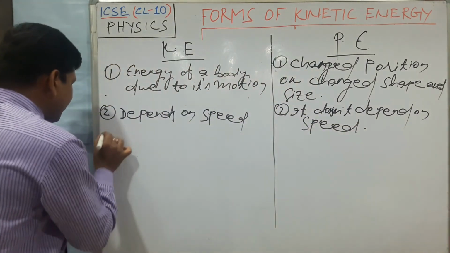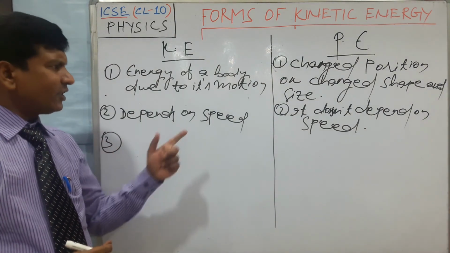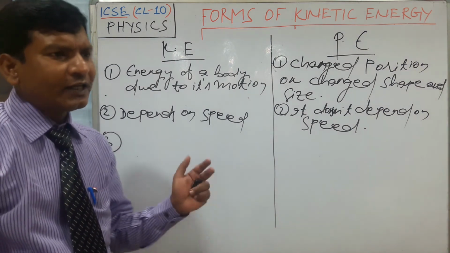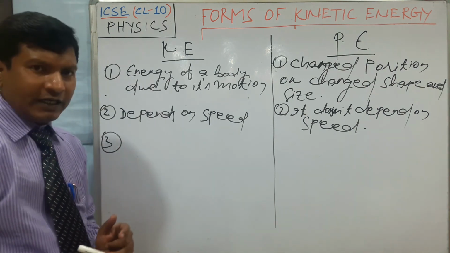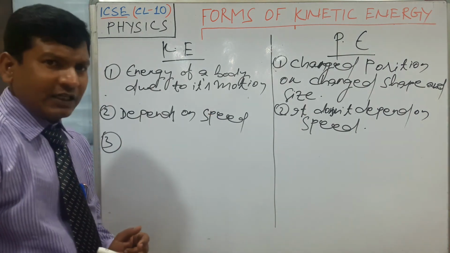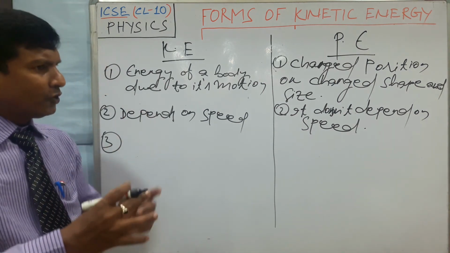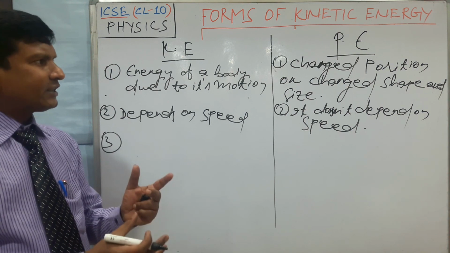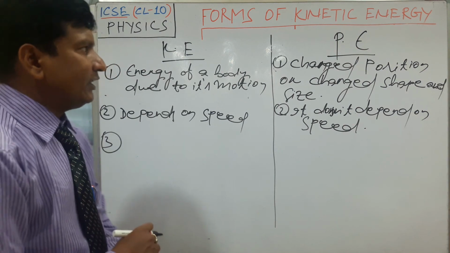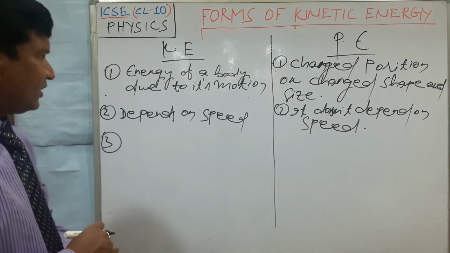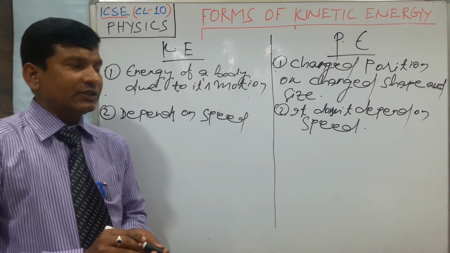Okay. Next, number 3. Now, how can you find the kinetic energy of a body? It is the amount of work a moving body can do before it comes to rest. That is how we will find the kinetic energy. Now, how can you find the potential energy? It is the amount of work a force can do whenever the body comes to the changed state, known as the potential energy. So this is all about the difference between the kinetic energy and the potential energy. Thank you.